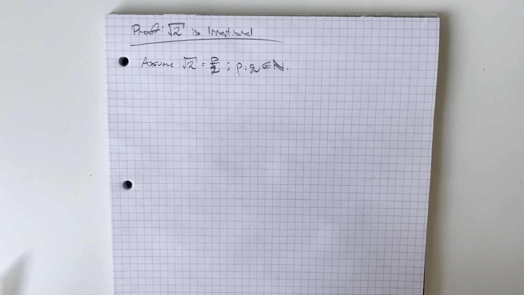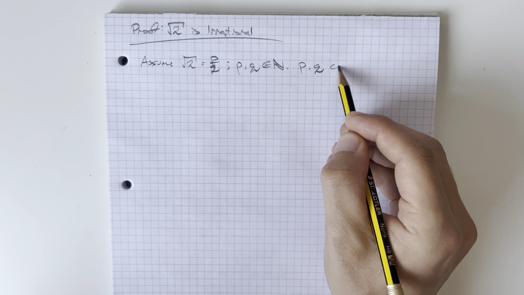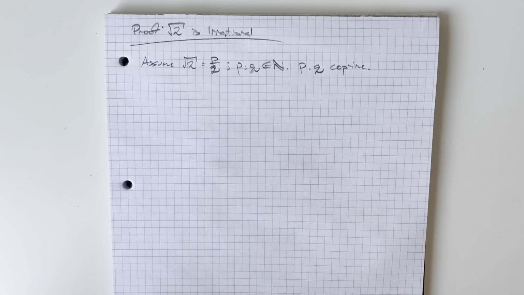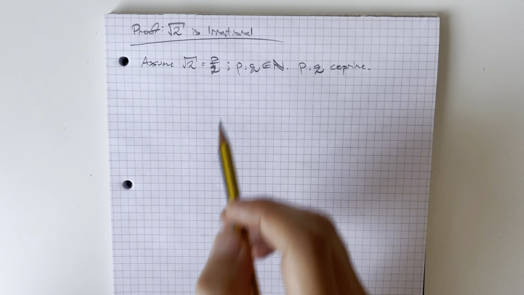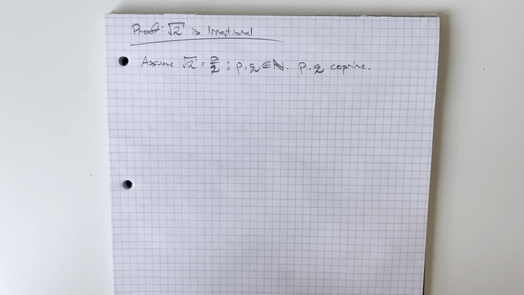We want this fraction, though, to be in the simplest form, so we don't want to be able to cancel it down. So we're going to say as well in our assumption that p and q are co-prime. That means they have no common factors apart from 1, and this fraction therefore can't be cancelled down any further. So we're going to take this and start with this little statement over here, and rearrange it and try and get something that contradicts it.